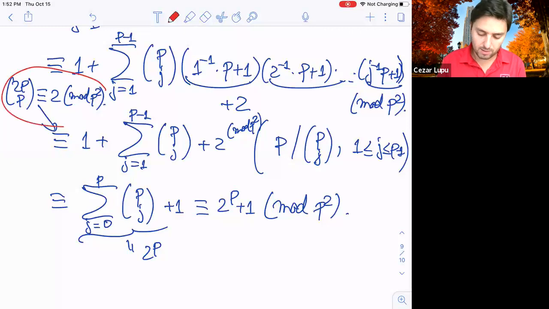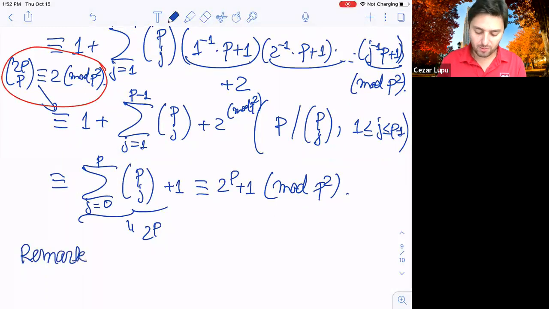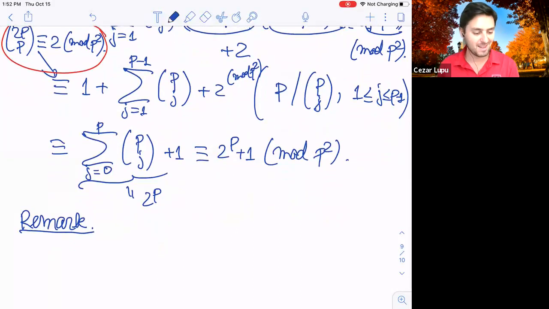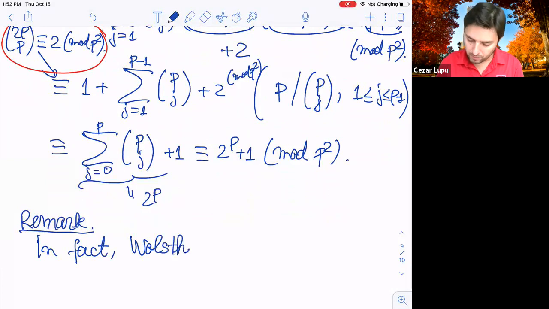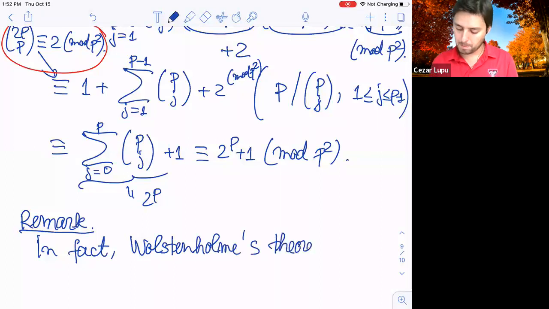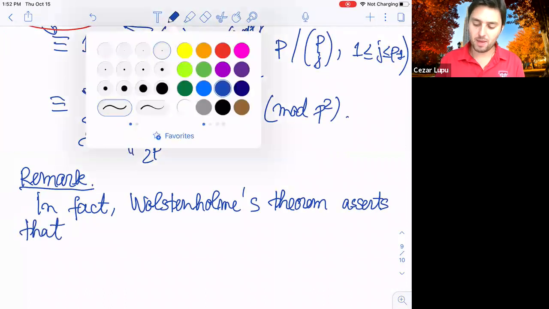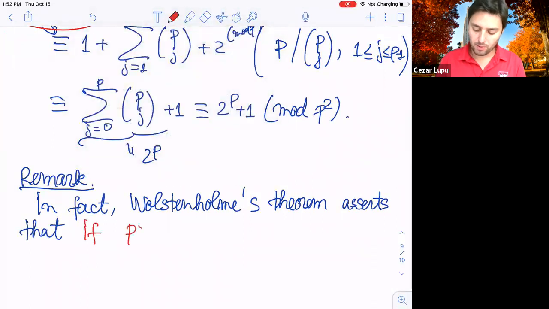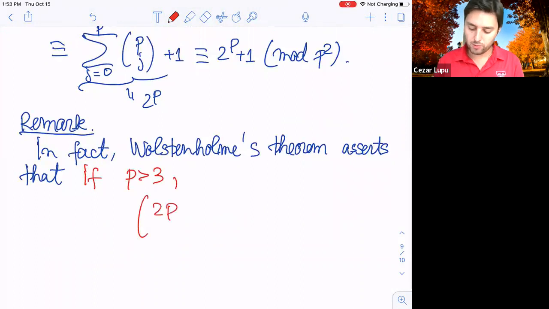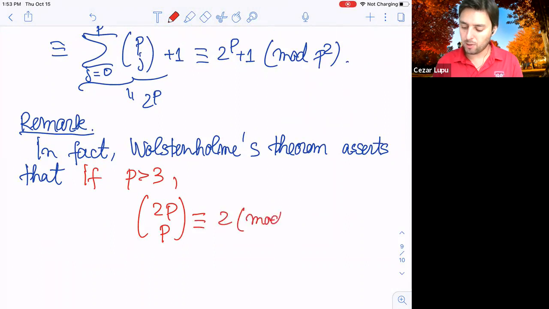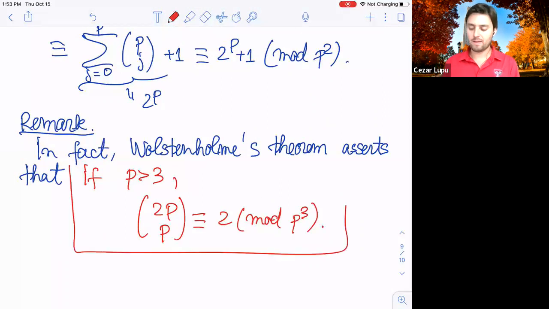Anyway, you see we have used this fact here. I'm a little bit over time, but this is one of the crucial steps that we used. And in fact, I'm going to point out a remark here, an important result, especially for those who are doing supercongruences these days. There is a stronger congruence. The Wolstenholme theorem asserts something even a bit stronger: if P is a prime greater than 3, then 2P choose P is in fact congruent with 2 mod P cubed. We have something even stronger.